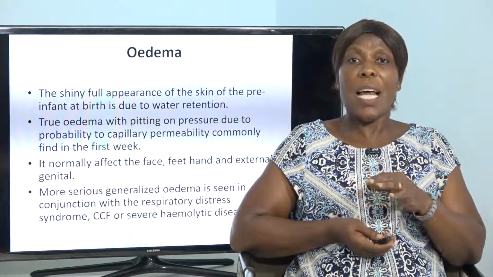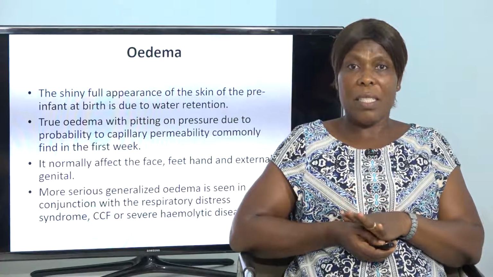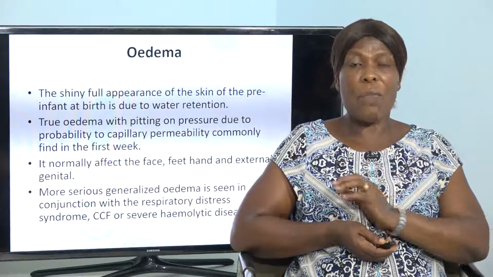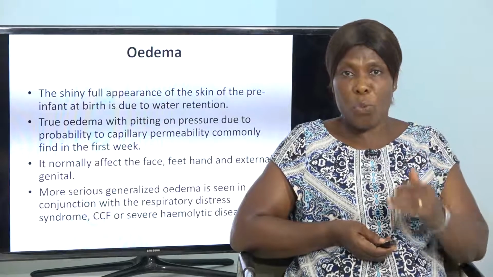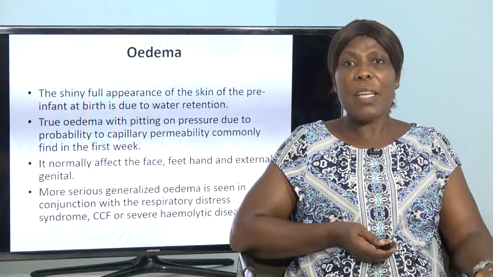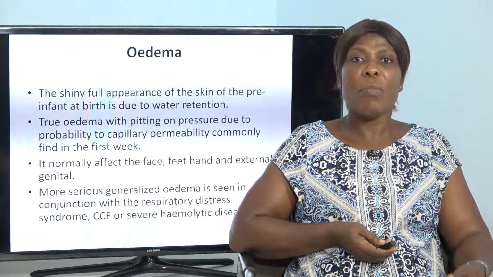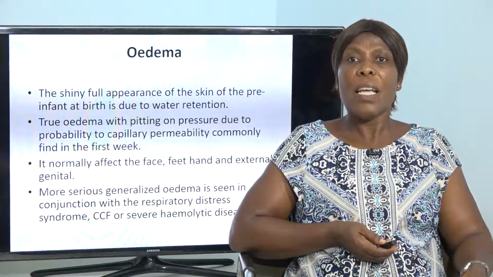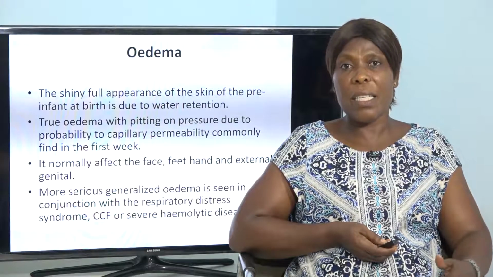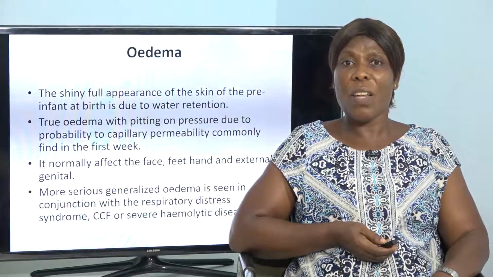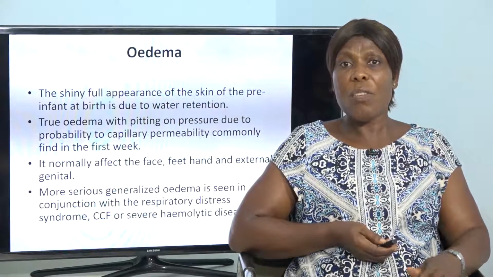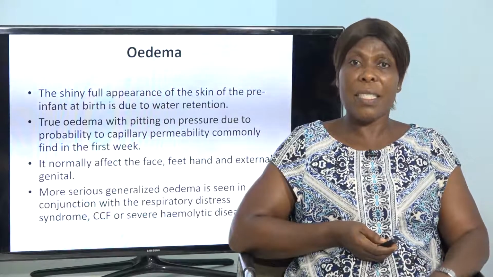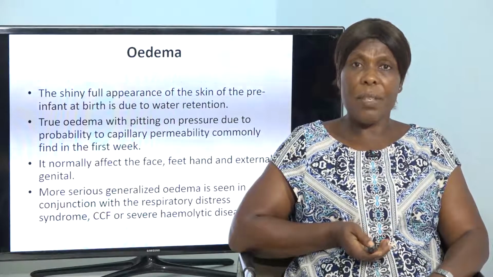More serious ones are the generalized edema. And this one you can see in every aspect of the baby from head to toe. And this occurs with what? Respiratory distress syndrome, congestive cardiac failure, and then severe hemolytic disease. That is the destruction of the red blood cells. When you have these conditions in the baby, then you see the generalized edema of the baby.